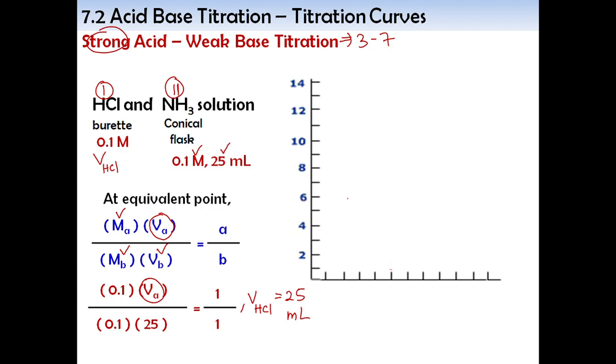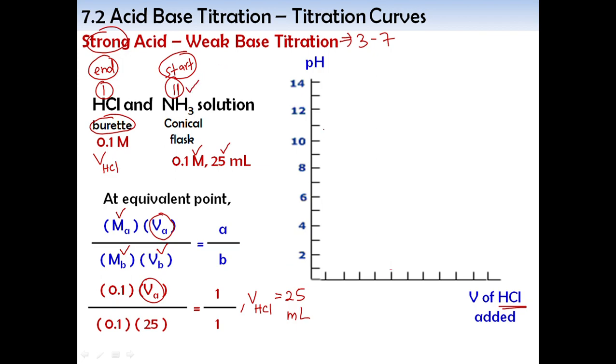Don't forget you have to label: y-axis is pH, x-axis is volume of HCl. Kenapa HCl added? Because it's in the burette. Okay? So what is our starting pH? In the conical flask. So we're going to start with the solution in the conical flask and we're going to end with the solution in the burette. So what is our starting pH?